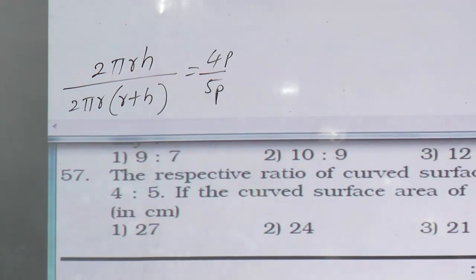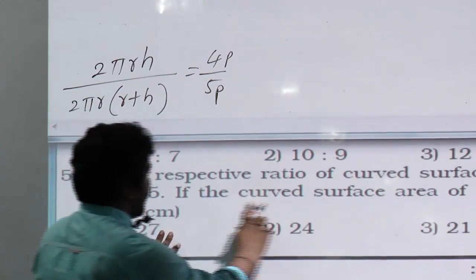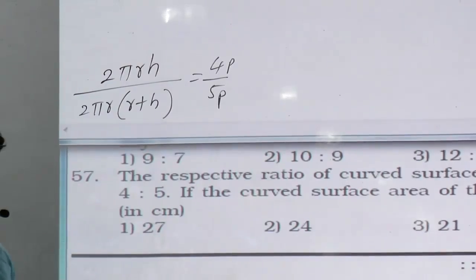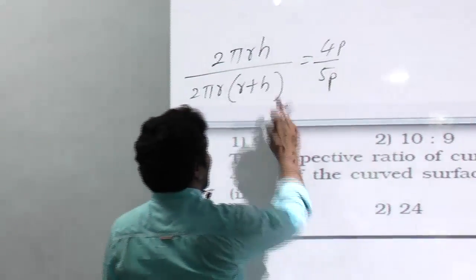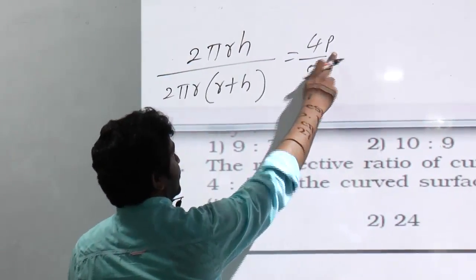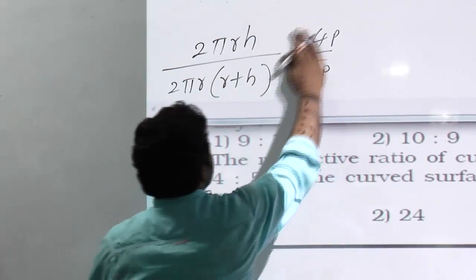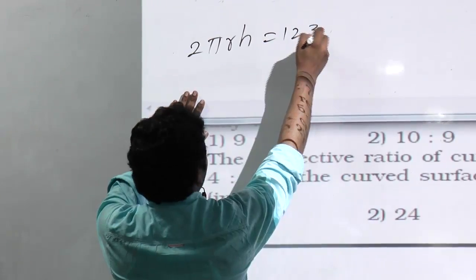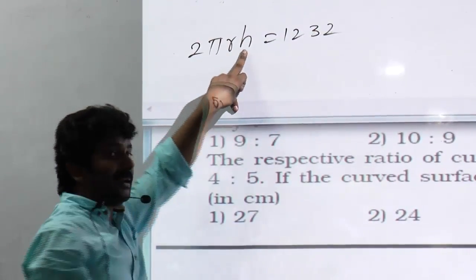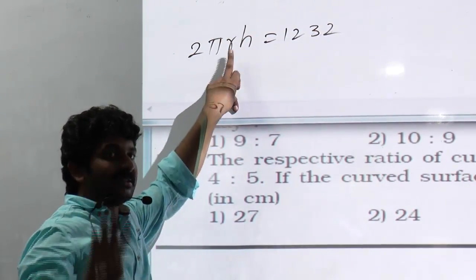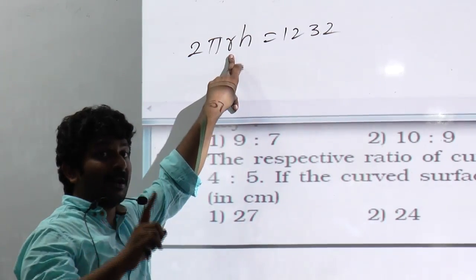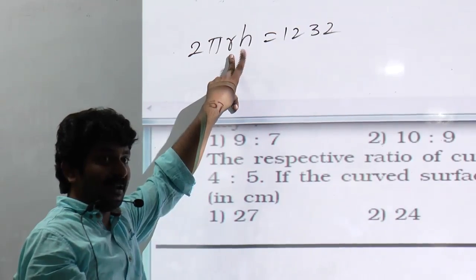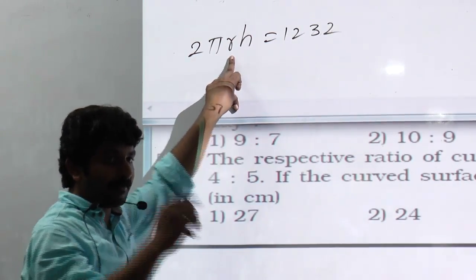Now, if the curved surface area of the cylinder is 1232, h is equal to how many parts? You know that, right? Hold it. 2 pi r h is equal to 1232. Height is equal to how many parts? 4 parts. Then radius? 1 part. Do you remember the denominator? r plus h is 5 parts. Height is 4 parts. Then radius is 1 part.